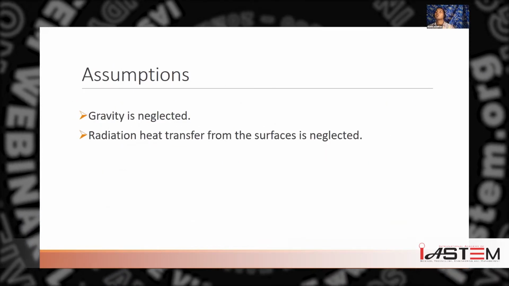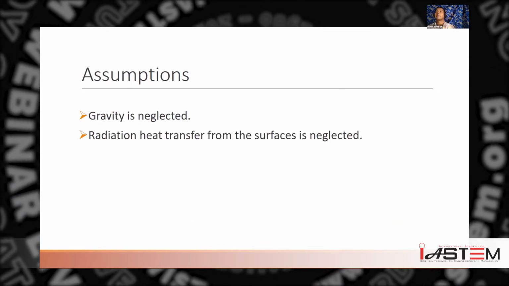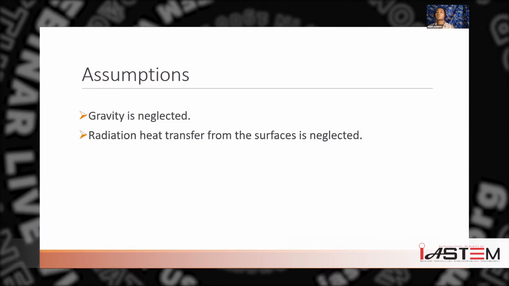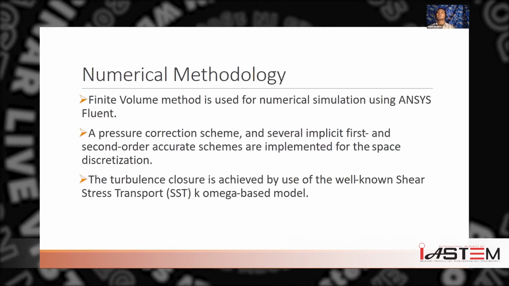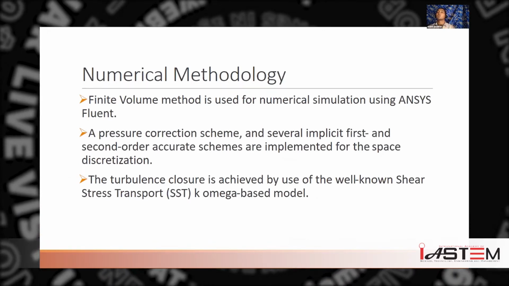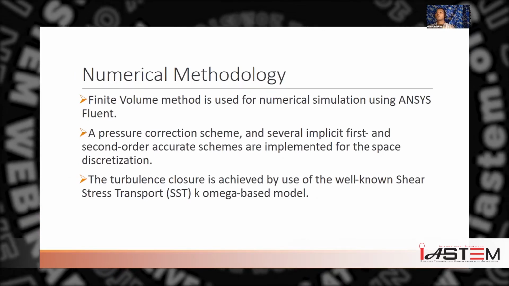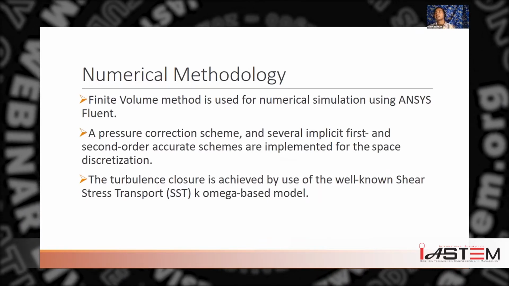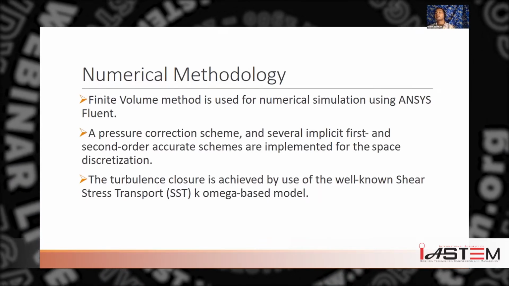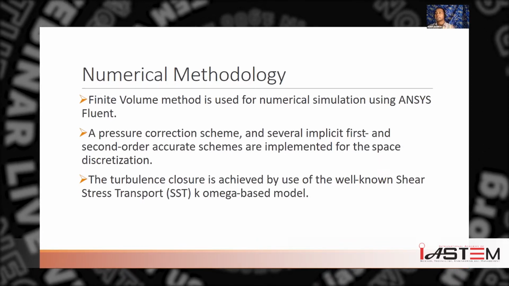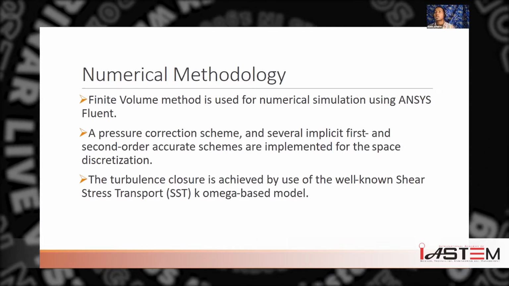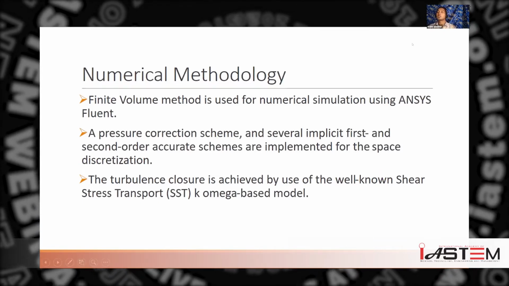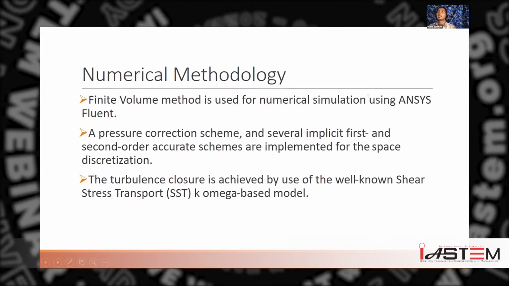We assume in our study that gravity is neglected and radiation heat transfer from the surface is also neglected. For the numerical methodology, the finite volume method is used for numerical simulation using ANSYS, with a pressure correction scheme, and a first order accurate scheme is implemented for space discretization. Then a turbulence model is used.